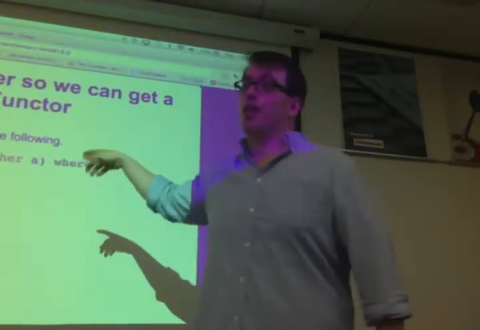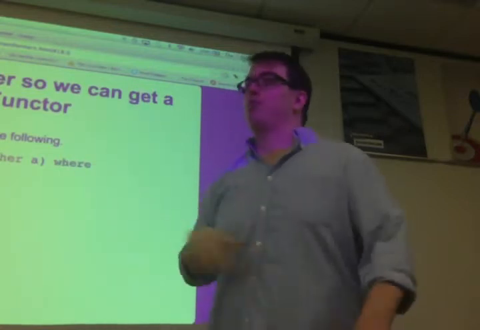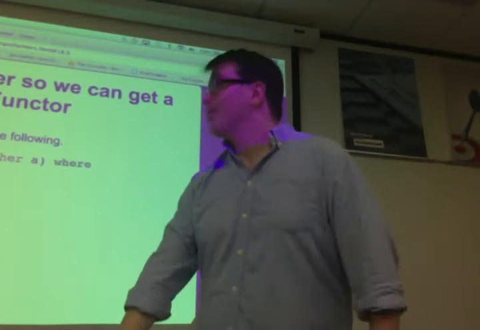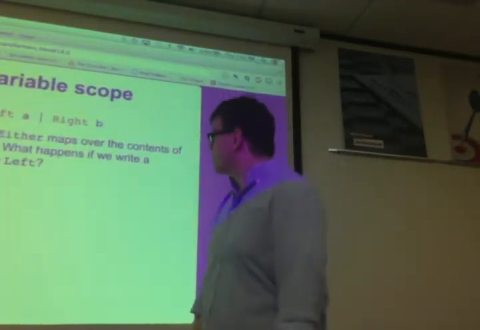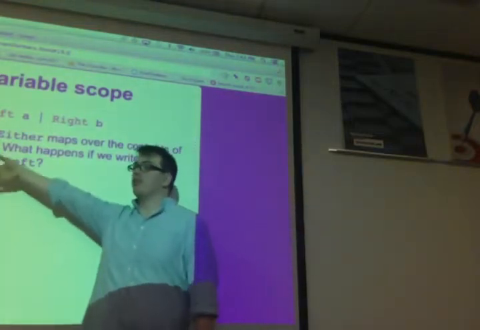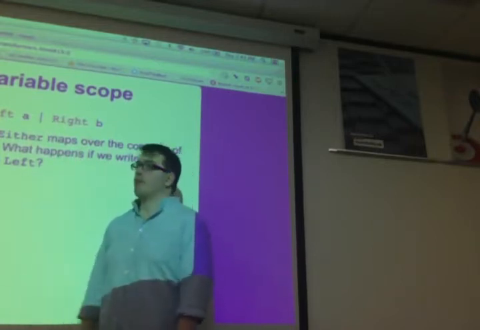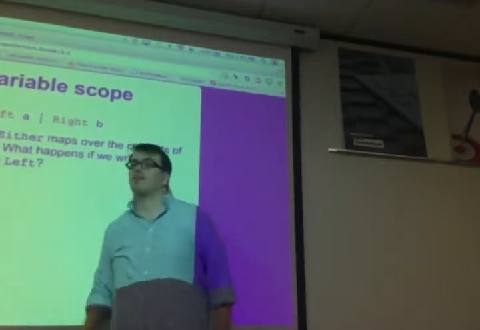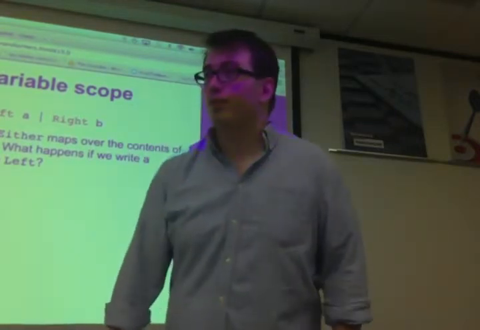Actually, it won't, because it'll complain about your Either conflicting with the existing one in Prelude, but if you turn on NoImplicitPrelude, then it'll type check. But that's irrelevant. That's not germane. Okay, so ordinarily, Either maps over, as in this is when we actually apply our function f. Normally, fmap maps over the right, not the left. We're going to find out why.